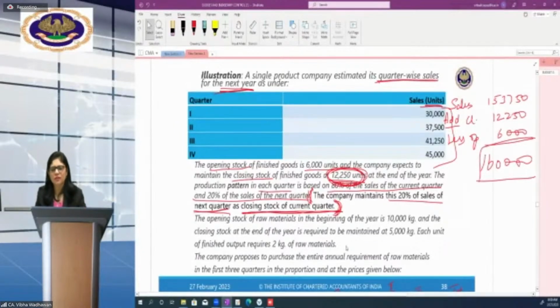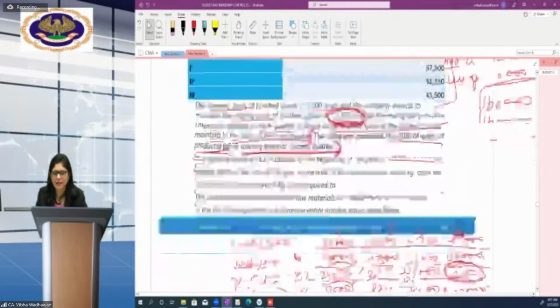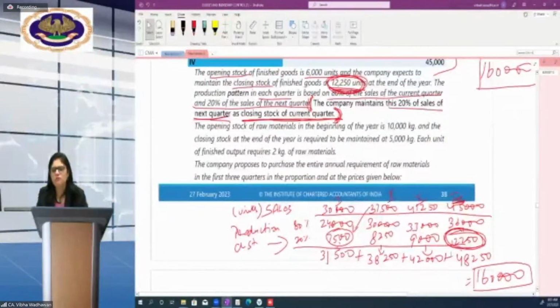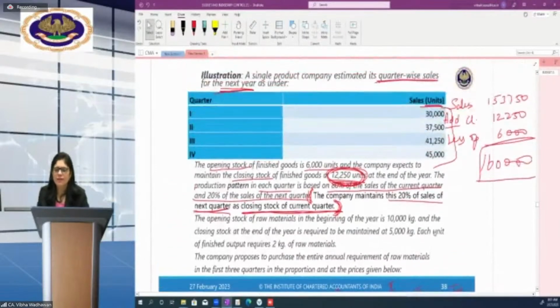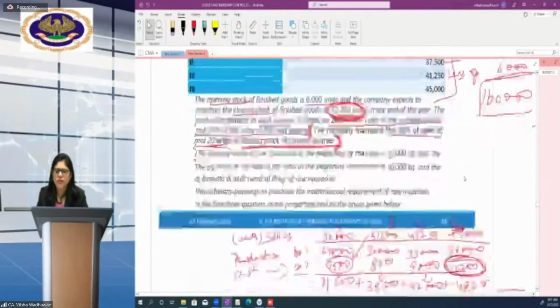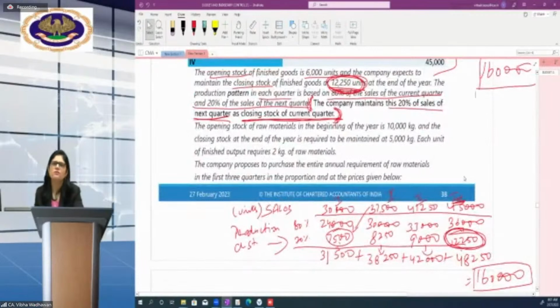So the whole production as a total you can calculate, and then quarter wise also you can calculate, right? So take a note of this. We have calculated the production required in total format also: sales plus closing stock minus opening stock. Total sales we have, opening stock we already have, closing stock is also already there. So we can calculate the total production, and here we have calculated quarter wise also. So 1,60,000 is the production budget we have made in units.